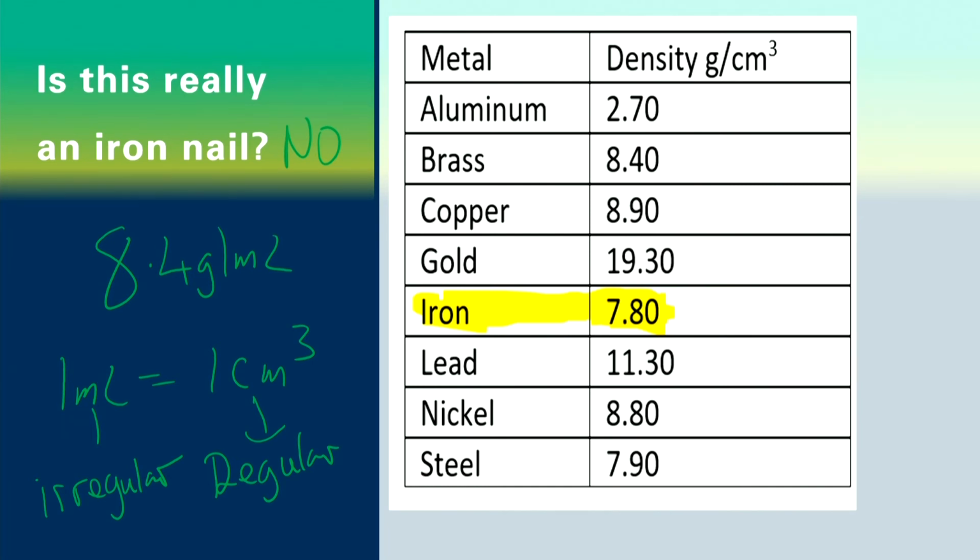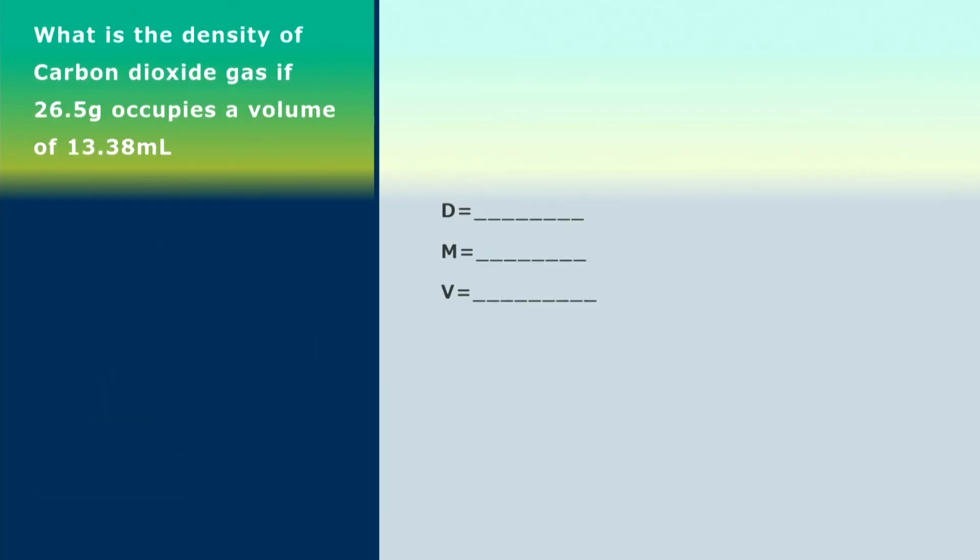Okay, so let's move on, and I have some word problems as they relate to density. So our first one here, what is the density of carbon dioxide gas if 26.5 grams occupies a volume of 13.38? So I don't know what my density is. Let's change up that color. I don't know what my density is. My mass is 26.5 grams. My volume is 13.38 milliliters. So density is equal to mass divided by volume.